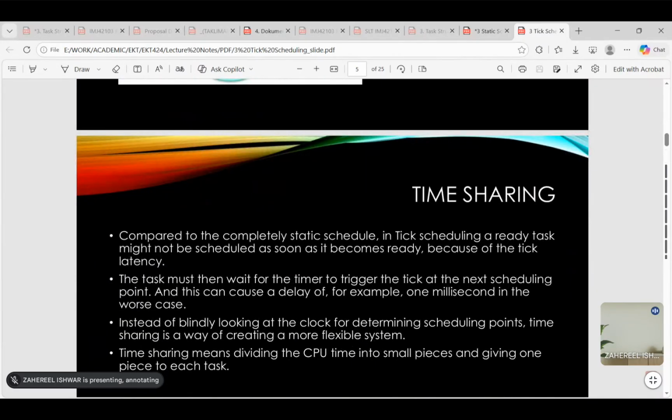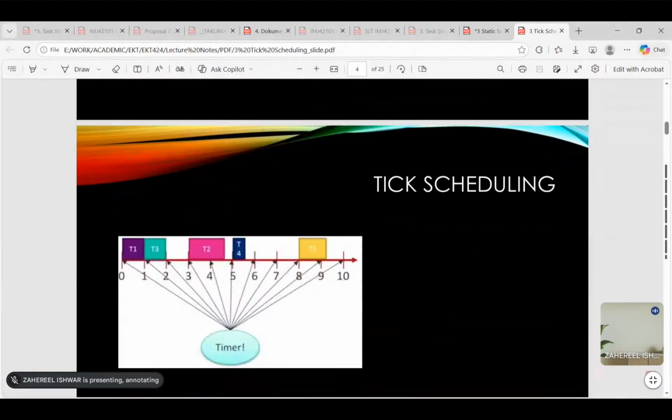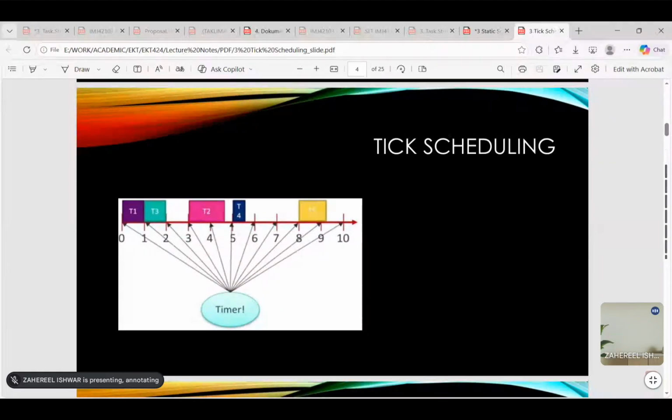Okay, now compared to the completely static schedule, in tick scheduling, a ready task might not be scheduled as soon as it becomes ready because of the tick latency. Understand, right? For example, let's say our tick value is 2 milliseconds. Here the example is 1.